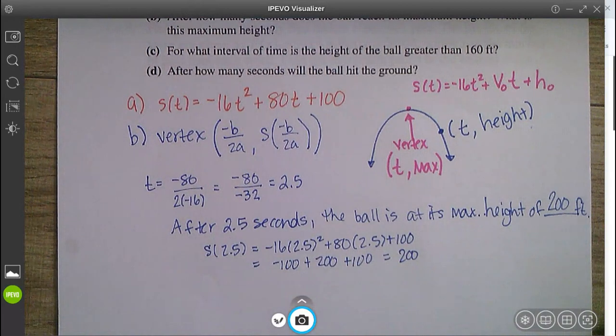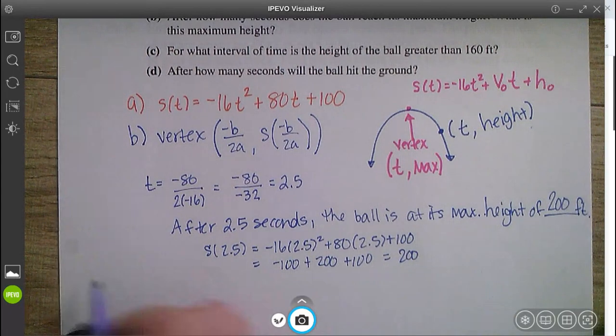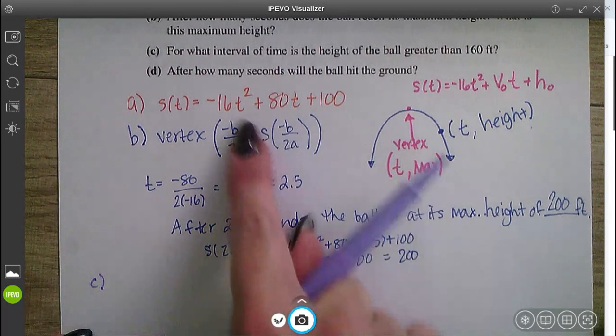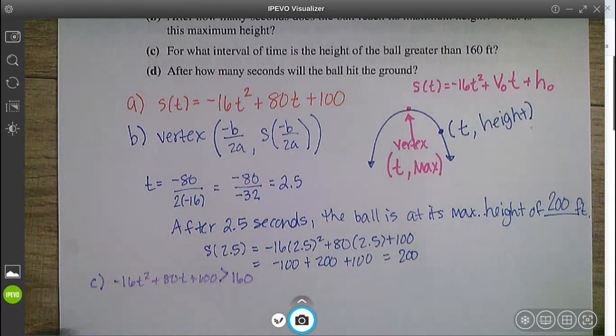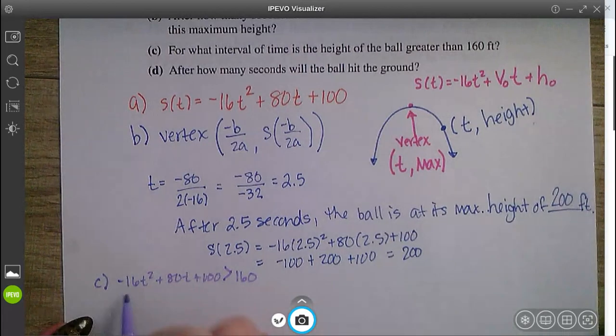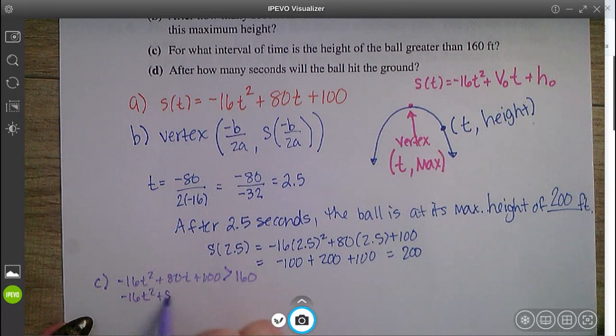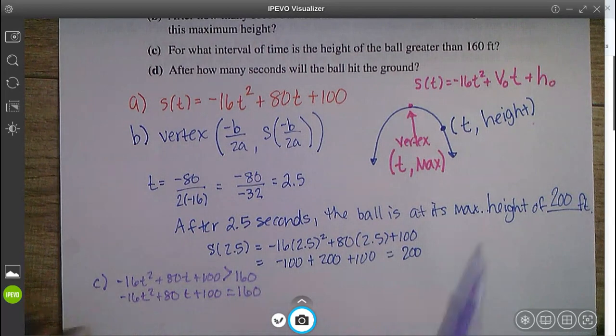Letter C. For what interval of time will the height of the ball be greater than 160 feet? So C. The height of the ball is this equation. So we want to know, when is the height of the ball greater than 160 feet? Well, we have solved these nonlinear inequalities in previous sections. What we wanted to do was replace the inequality symbol with an equal sign and solve that equation.